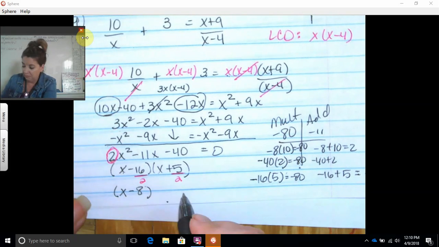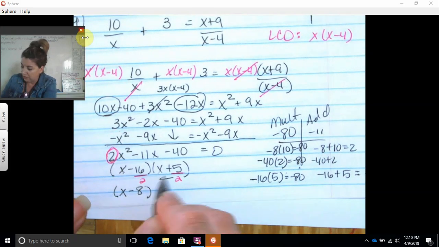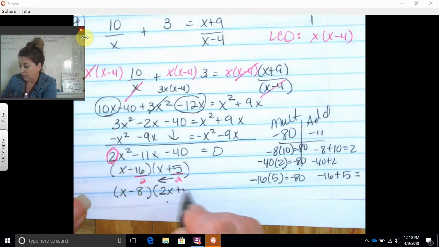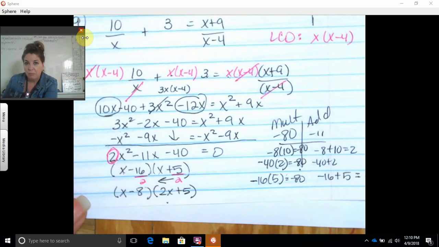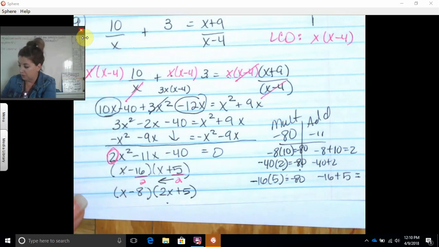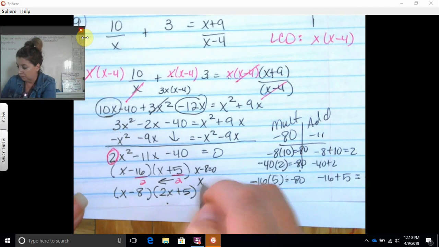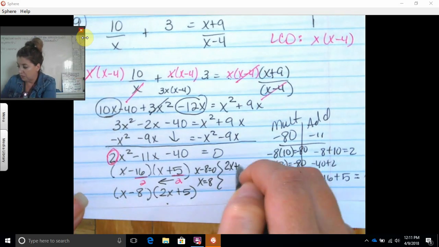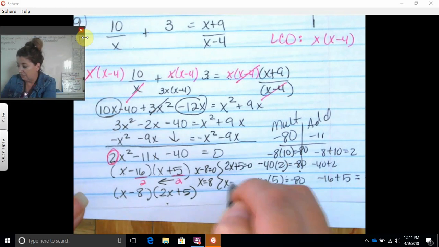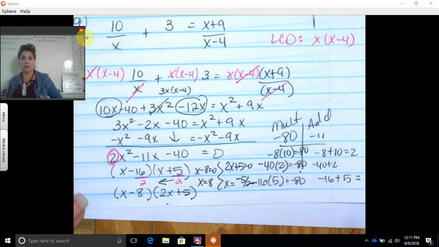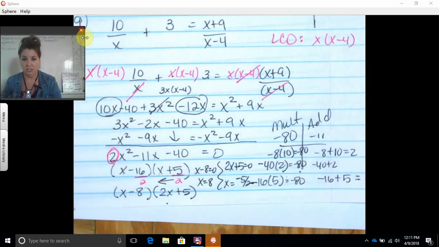5 halves, divide or slide? Slide it on over, put it in front of the x, and what do you get? There we go. Quick check. X times 2x is 2x squared. Negative 8 times 5 is negative 40, right? But have we solved? No, we've only factored. So I'll set each factor equal to 0. X minus 8 equals 0, so x is 8. 2x plus 5 equals 0 is going to be negative 5 halves. Subtract 5, divide by 2, right? Will either of those give me a 0 in the denominator if I substitute it back in? No, so we should be good.